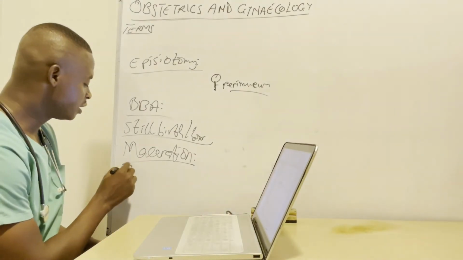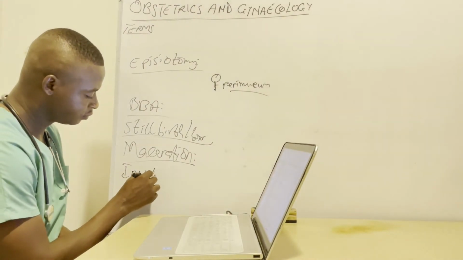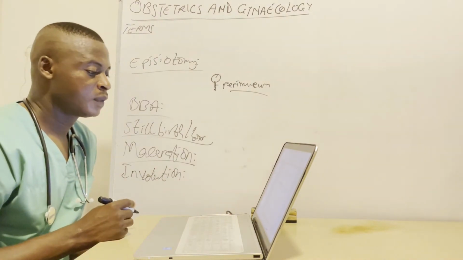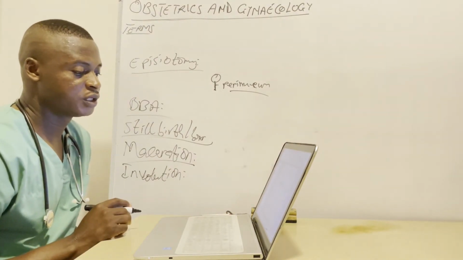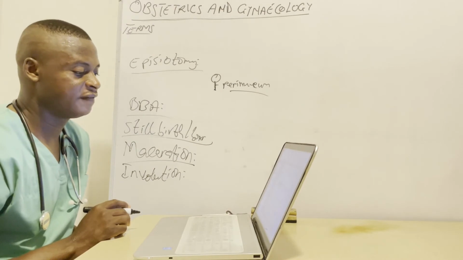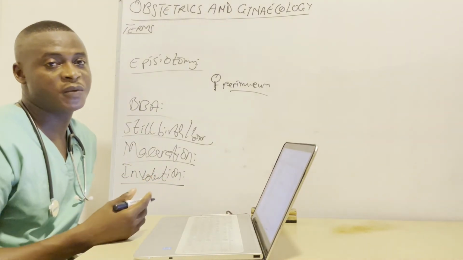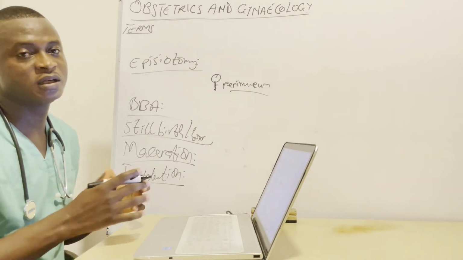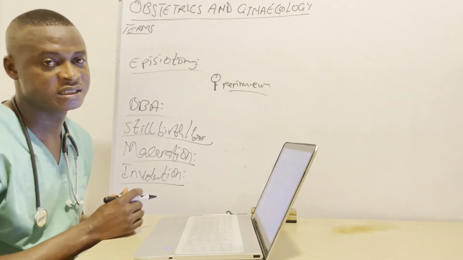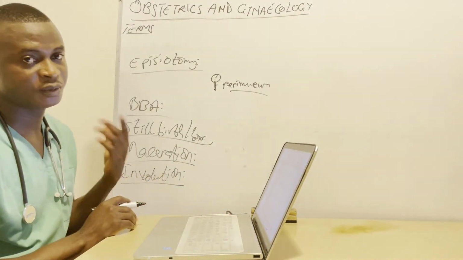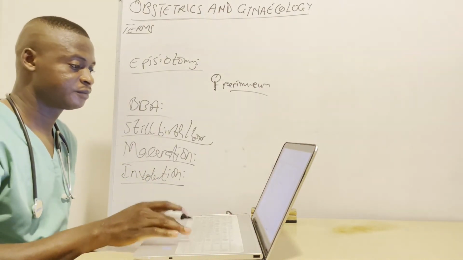Okay. Now let's look at involution. Involution is the return of the reproductive organs to their pre-gravid stage after childbirth or after delivery. That's the process by which the reproductive organs return back into their normal states before pregnancy. And this happens in the puerperium stage. So involution happens in the puerperium stage.